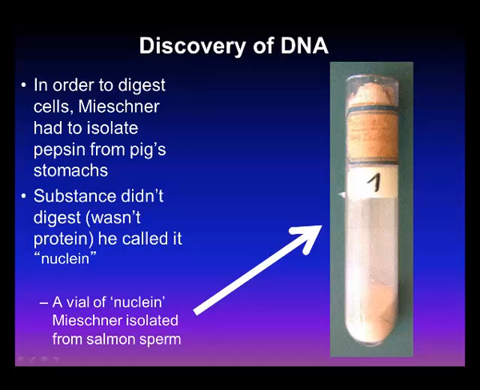So this is a vial of nuclein, that's what he called it. We know it's DNA that was isolated from salmon sperm. And what's interesting about this is that salmon sperm is still the most inexpensive and readily available form of DNA. So if you're going to work with some DNA and you don't care what kind it is, that's what you're going to order from these biotech companies, salmon sperm DNA, thanks to Fritz Miescher.